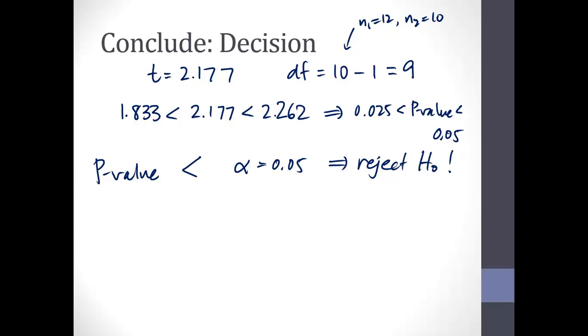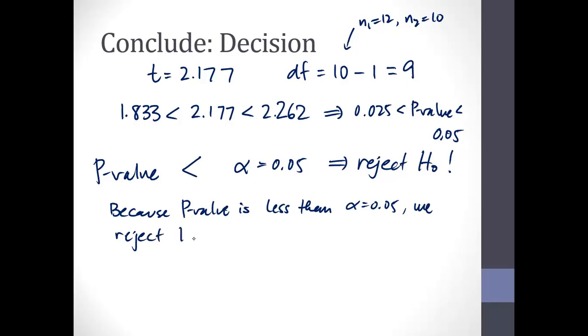Very good. And am I done? No. What else do I need to do? Interpret. Exactly right. That's the most important thing that we've done so far, now is going to be to interpret this thing. So again, we can say because p-value is less than alpha equals 0.05, we reject the null hypothesis.